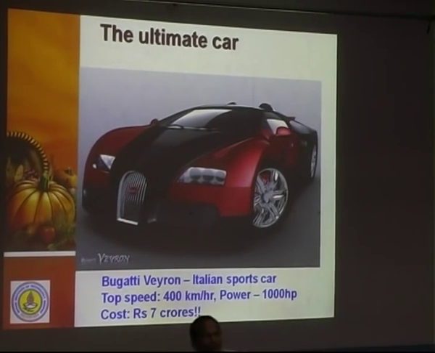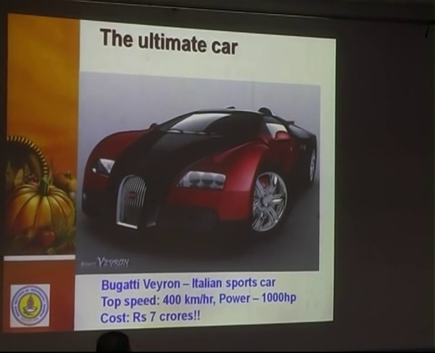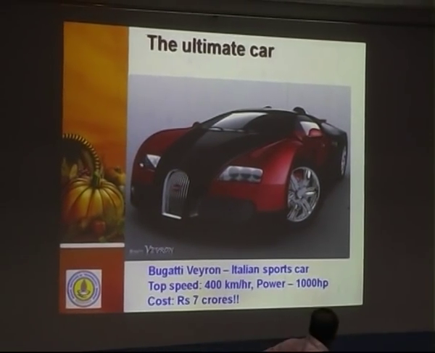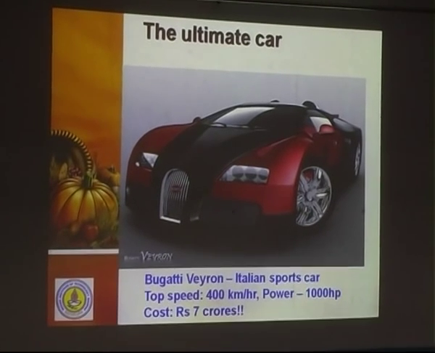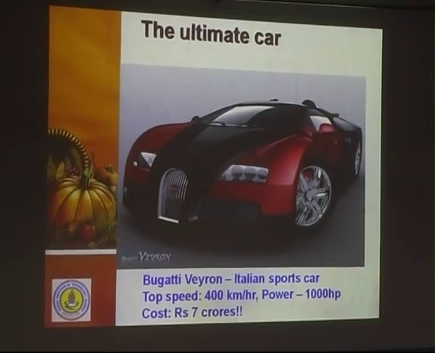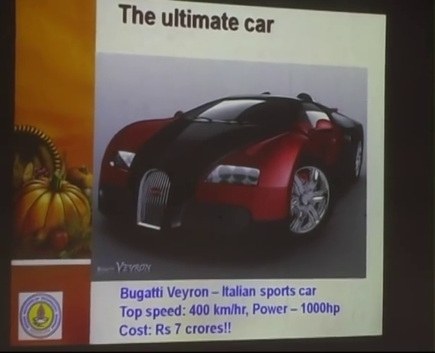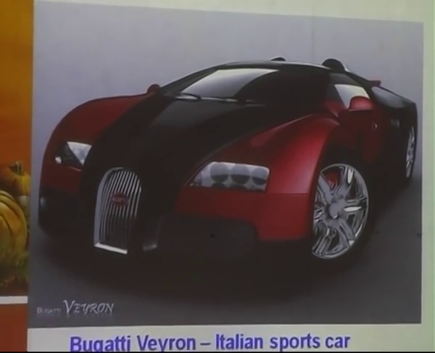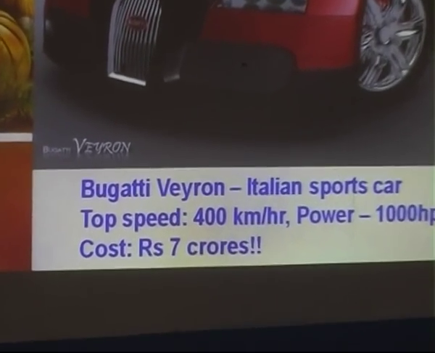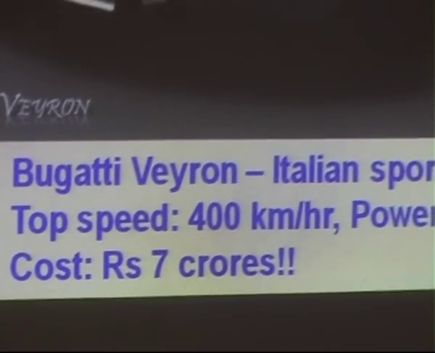The Bugatti Veyron is the world's ultimate car. So Bugatti Veyron is an Italian sports car. But top speed is 400 kilometers per hour. The power is 1000 horsepower. So it is the power of 1000 horses. Somehow for some reason, the original FPS, the British system of power was used in multiplication of number of horses. Right? But which horse?